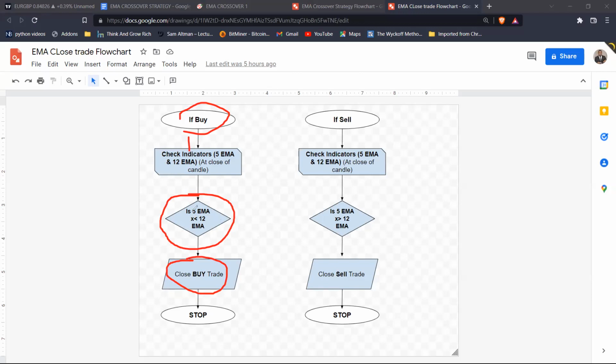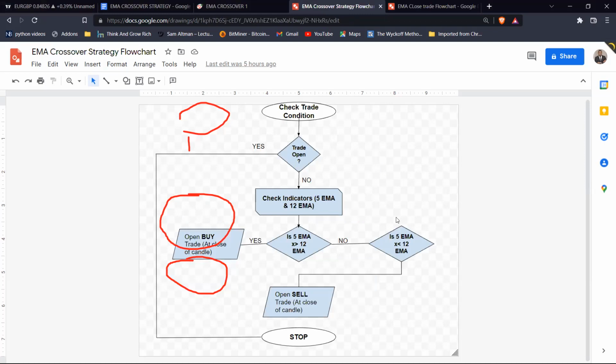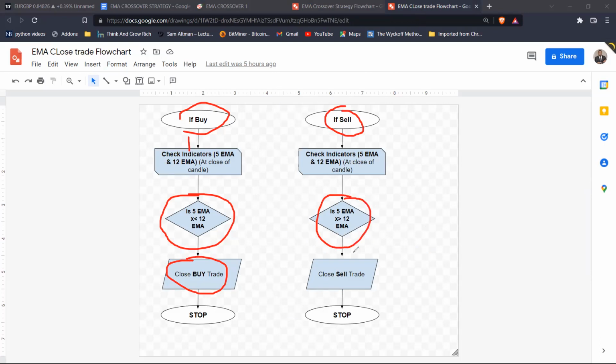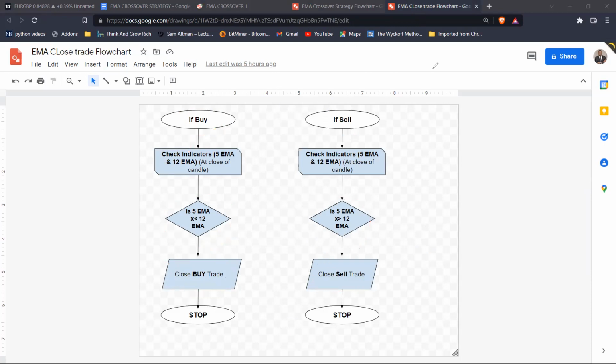Because remember, this parameter here is the 5 crossing below the 12. Even though it is the criteria for closing a buy, you can see it is also the criteria here for opening a sell. So it will close the buy and open the sell. And then the same thing would apply here. If it checks and there's a trade and the trade is a sell, it would look at the close of the candle and see if the 5 period is crossing above the 12, and then it will close the sell. And that's it. Okay, so now let's also implement that on our builder window.